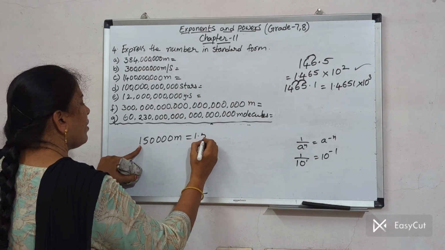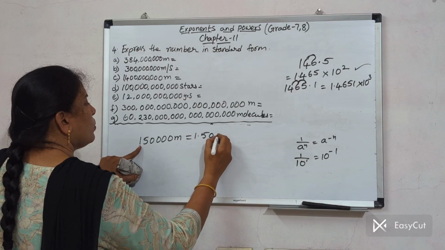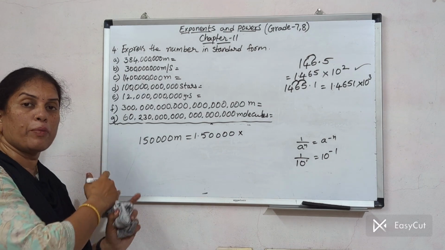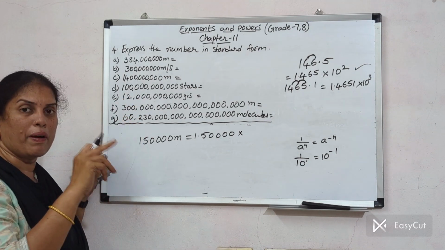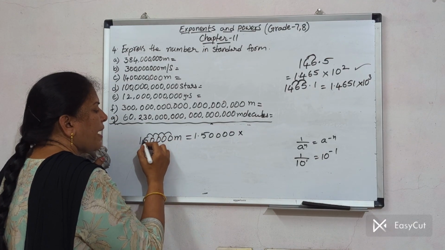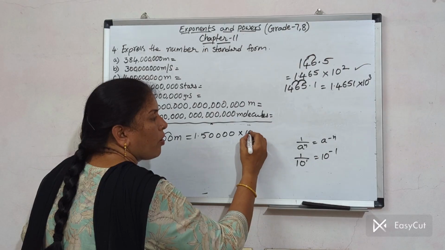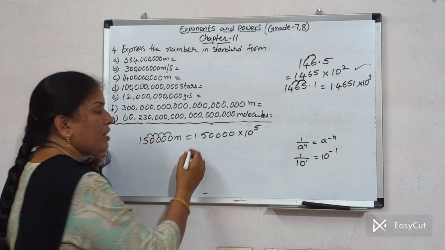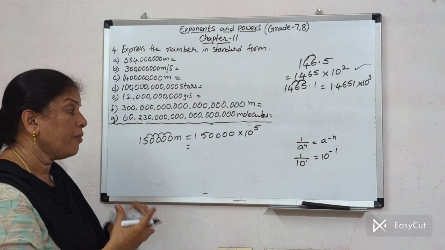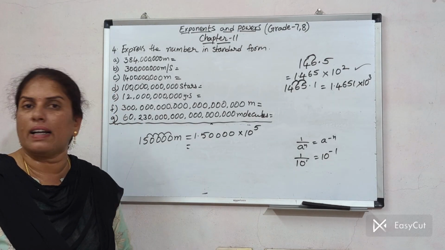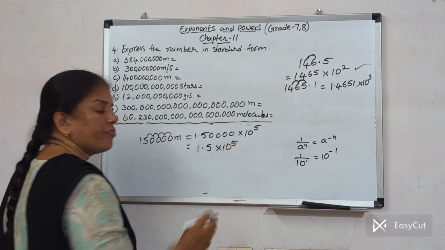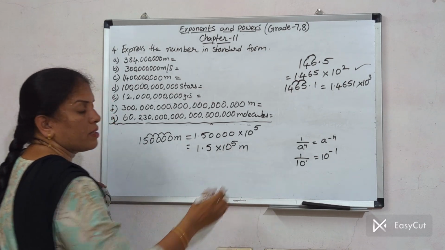Okay. 1.5. How many zeros are there? 1, 2, 3, 4. Into. Don't forget, how many digits did you move the point? That many is the power. In the power you must add the number. From here, 1, 2, 3, 4, 5 digits before I kept it. So 10 to the power of 5. All of you understood? This one, with the decimal point at the end, zeros after it have no value, you should not consider them. You can write this as 1.5 into 10 to the power of 5 meters.